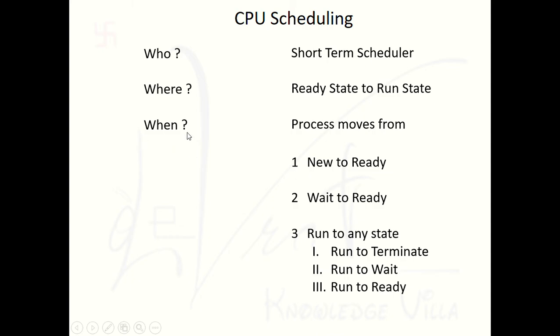When CPU scheduling occurs, either processes are arriving from new state to ready state or from wait state to ready state. But when a process gets the CPU from the ready state, whatever process is in the run state will move from run to terminate, run to wait, or run to ready. Then we can execute another process from the ready state. So this is all about CPU scheduling. Hope you are getting it well.